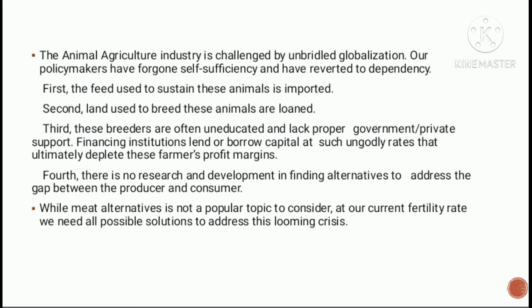Financing institutions lend or borrow capital at such ungodly rates that ultimately deplete these farmers' profit margins. Fourth, there is no research and development in finding alternatives to address the gap between the producer and consumer. While meat alternatives is not a popular topic to consider, at our current fertility rate, we need all possible solutions to address this looming crisis.